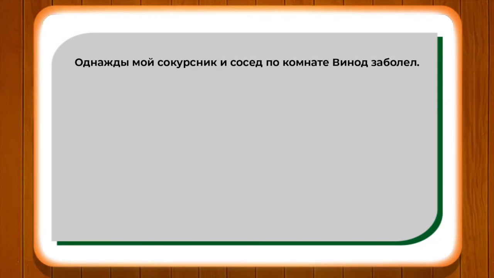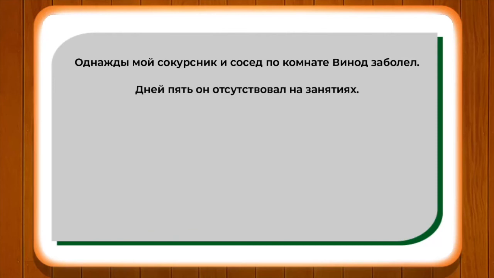Помогать друг другу. Однажды мой сокурсник и сосед по комнате Vinod заболел. So, once my classmate and roommate, so classmate we have сокурсник from the word курс, сокурсник, и сосед, neighbor or mate по комнате, which means roommate. Vinod заболел. Заболеть is the verb to fall sick. In the past form, we have converted into заболел because Vinod is masculine gender. If it is Gita, then we would have changed it to Gita заболела.